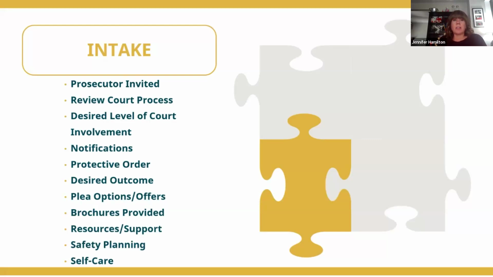We review the court process. We've got a document that goes through the criminal justice process. We've got it in English and Spanish. We always want to find out what their desired level of court involvement is. Do they want to be at every hearing, whether that's in person or over video? Do they just want to be notified and updated about what's happening? They don't want to be involved at all. We're going to get all of that information as much as possible and update our records to reflect that.